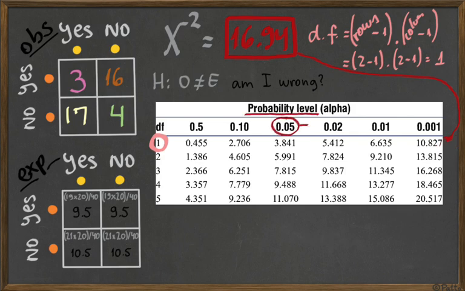That means that the chance that I am wrong is smaller than 0.05, which means it's smaller than 5%. So the probability I'm wrong when I say observed is different to the expected is less than 5%. That means that the observed is different to the expected. It's not matching. So I confirm that whatever I observed here is not matching what was expected over there.